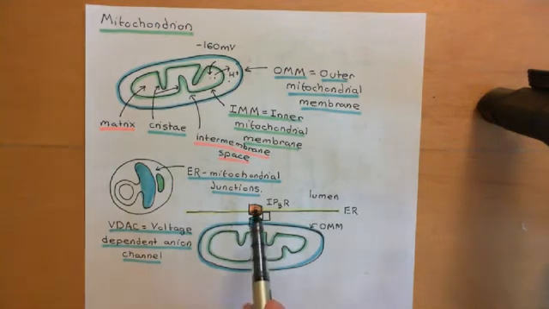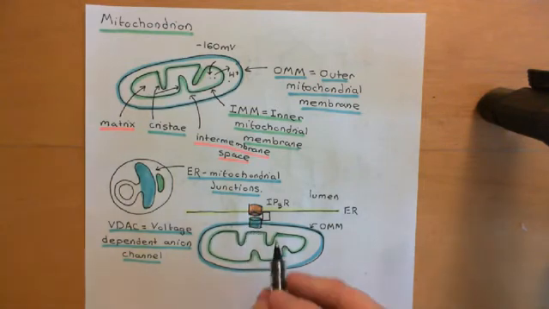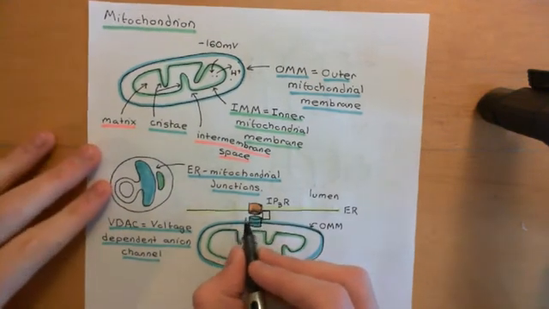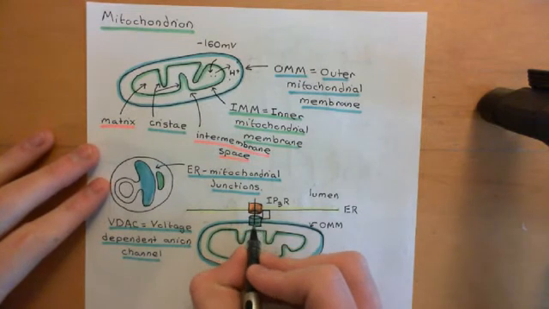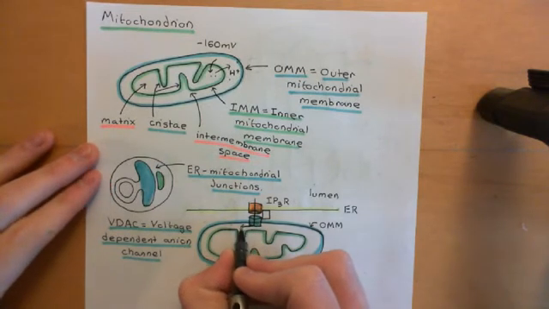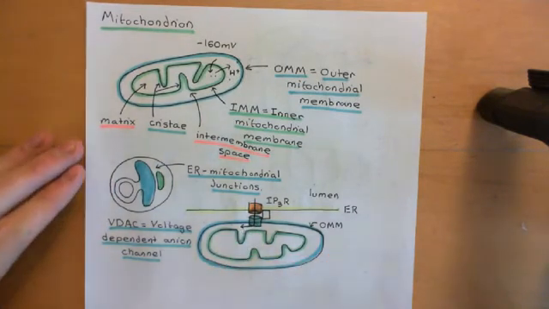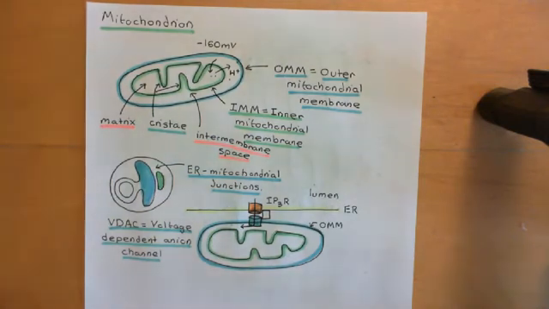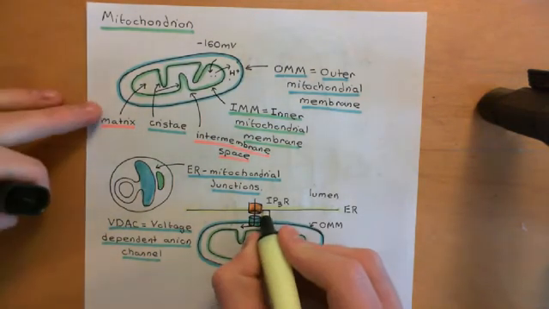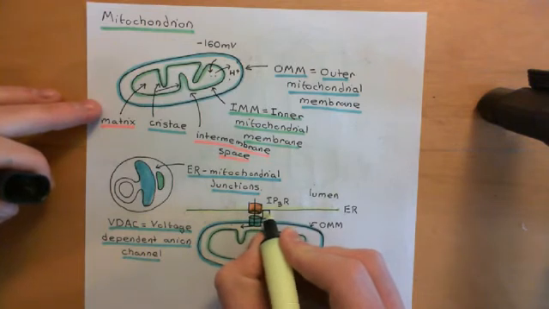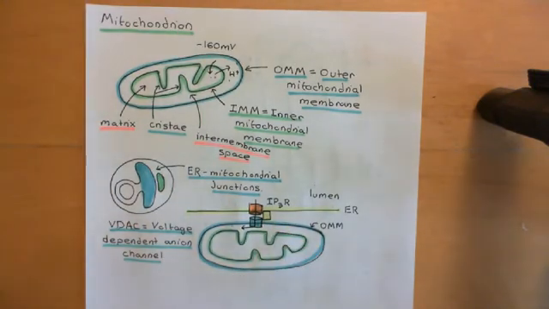So when the IP3 receptor releases calcium from the ER, the calcium will be able to go straight from the cytoplasm into the intermembrane space through this VDAC channel. Now, the one other thing that I need to tell you is the name of this protein, which I'm now colouring in yellow here, which is known to link IP3 receptors in the ER membrane to VDAC channels in the outer mitochondrial membrane.